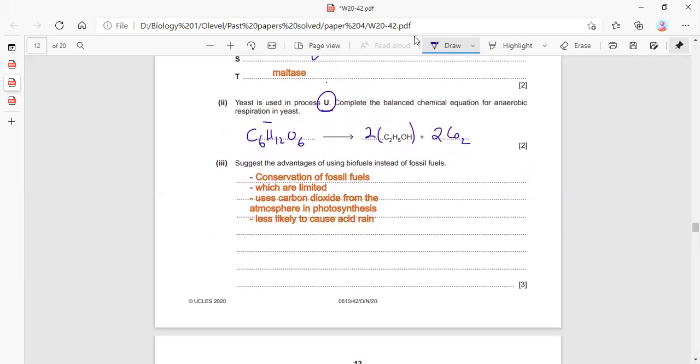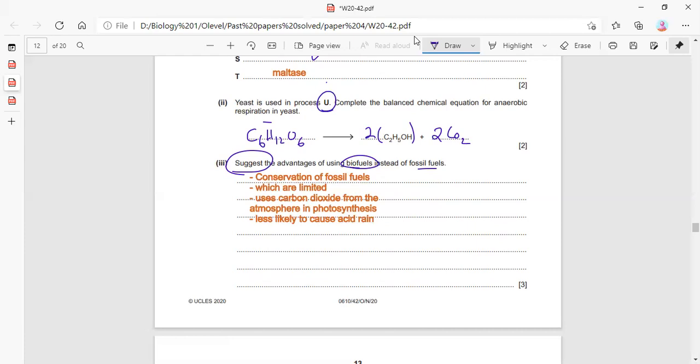Advantages of using biofuels instead of fossil fuels, suggest. Whenever you see the word suggest, you have to think, using your mind. What will I gain from using the biofuel? First, I will do conservation of the fossil fuels. These are limited. If you overuse them, they will be finished. However, when I use biofuel, I can conserve fossil fuels as much as I can, as they are limited.